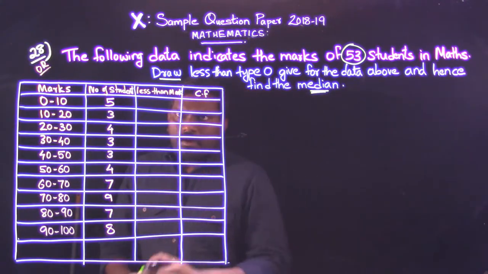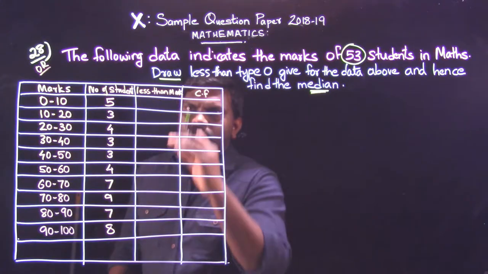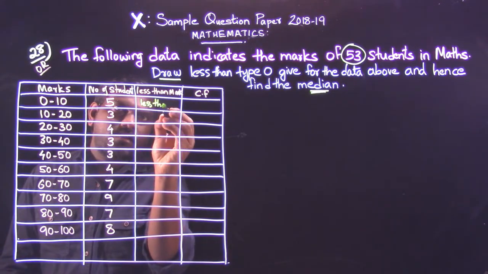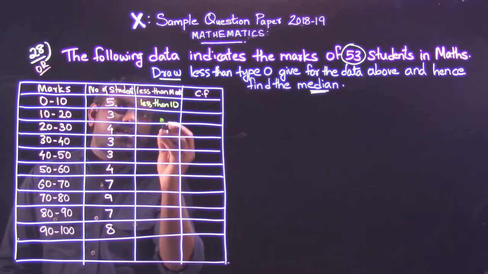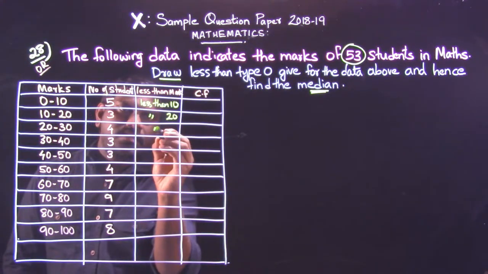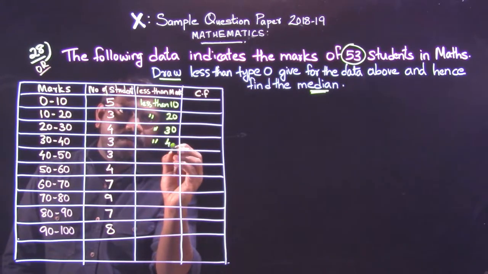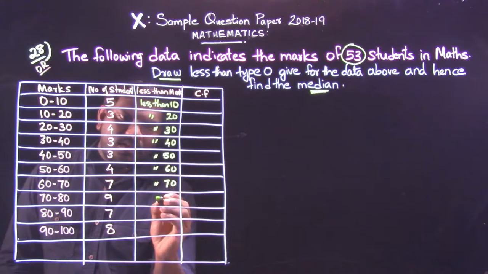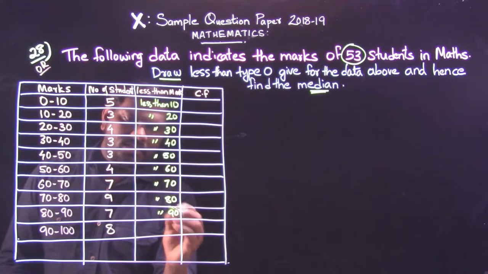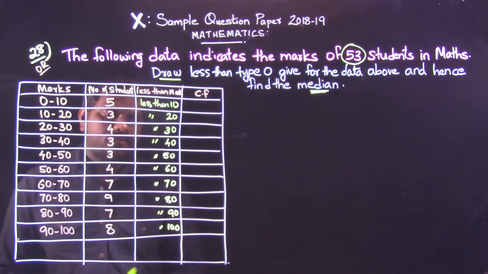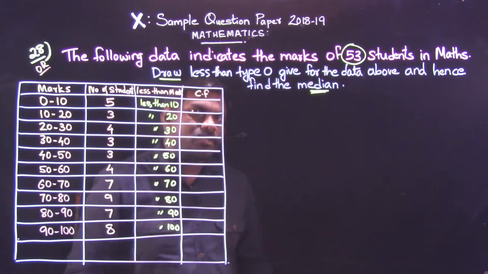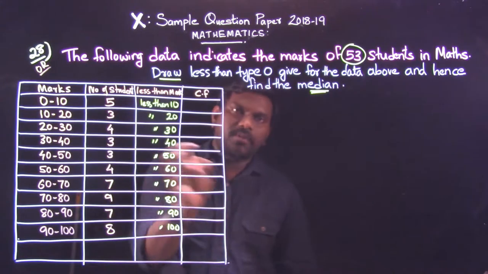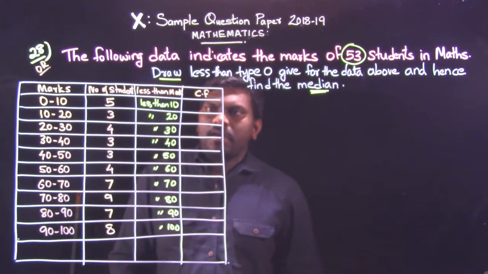Now what you are supposed to write here is less than marks. So you can write here less than 10, less than 20, less than 30, less than 40, less than 50, less than 60, less than 70, less than 80, less than 90, and less than 100. I just wrote these values. These values are going to be so important to plot the graph. That's why I made this entire column, and I will tell you how to write these.